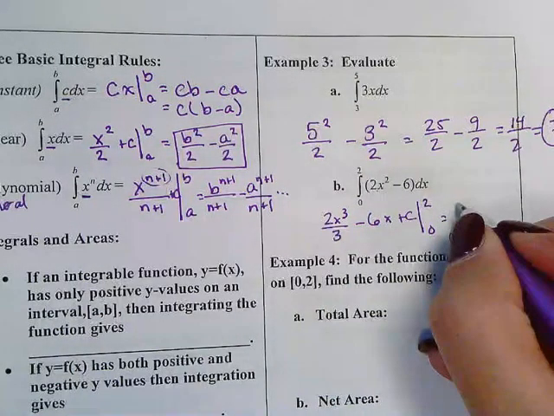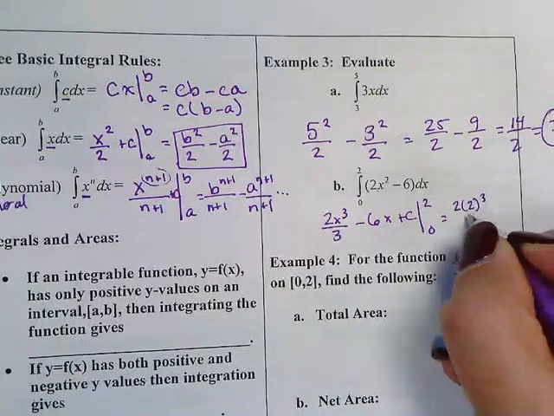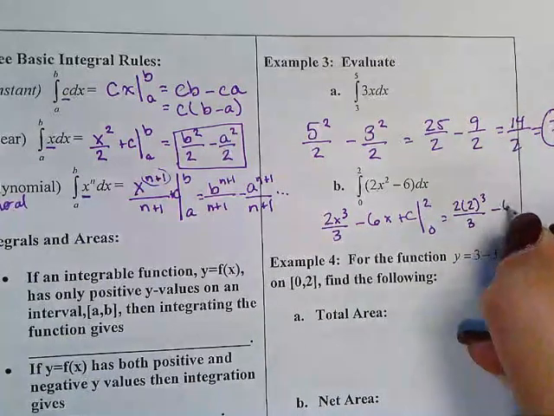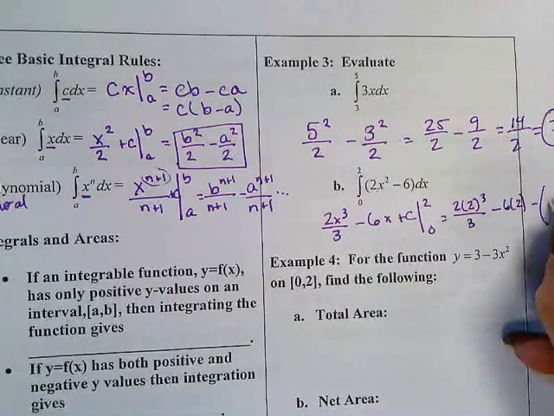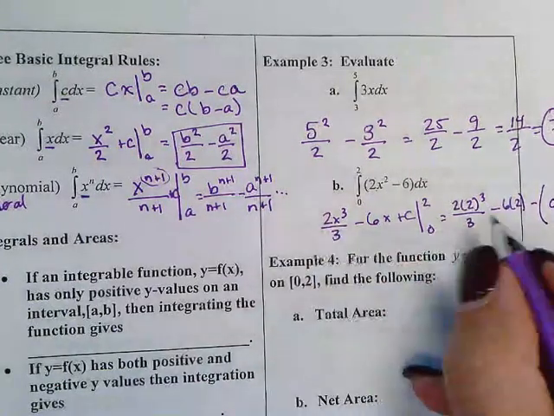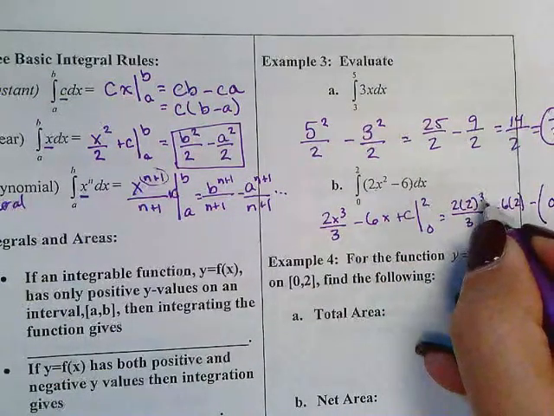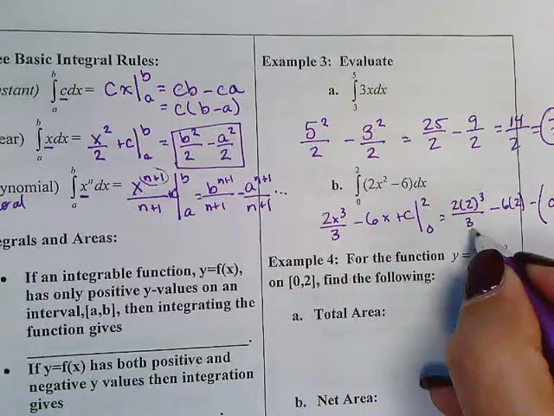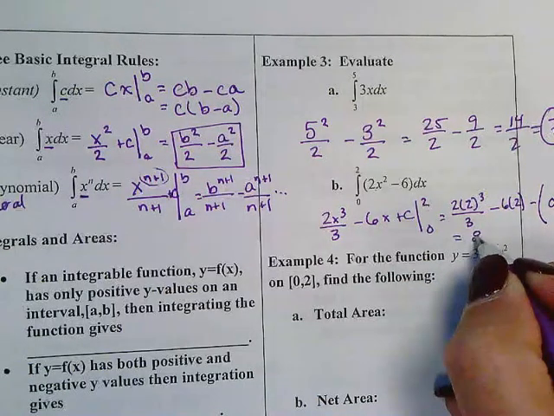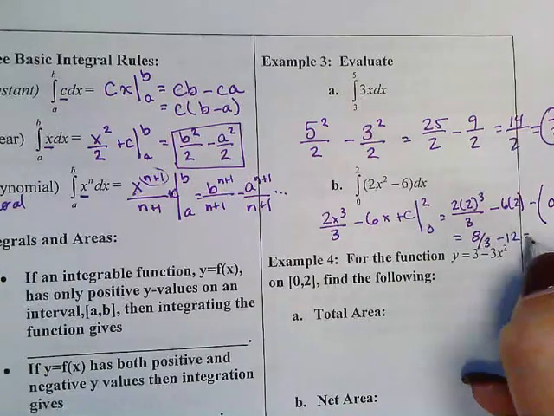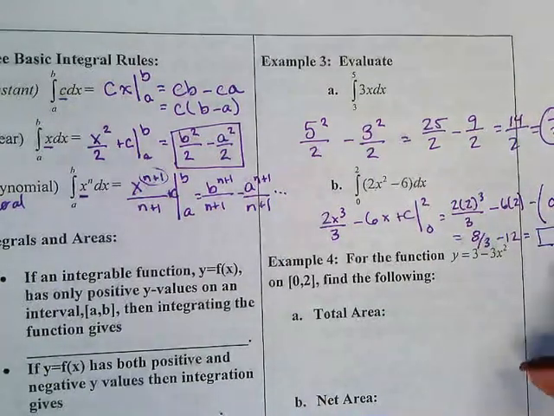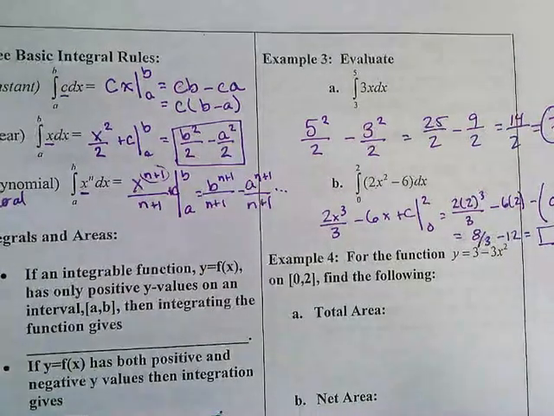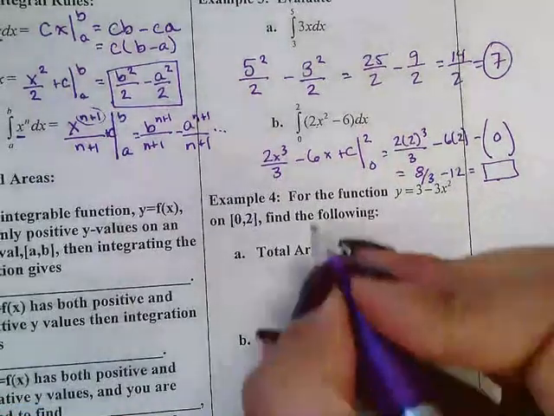Alright, so this ends up being 2 times 2 cubed over 3 minus 6 times 2. The c's cancel out, and then this side is completely 0 because you plug in 0. So this ends up being 4 times 2 is 8 divided by 3 minus 12. And I'll let you guys figure this out because I don't feel like doing any fractions, and I don't have my calculator by me.